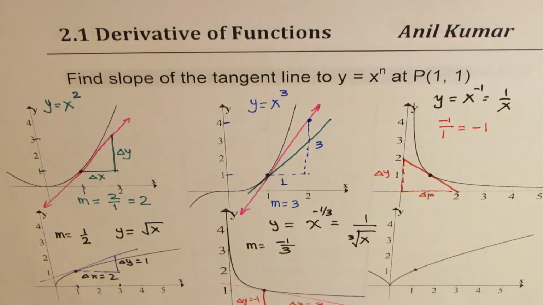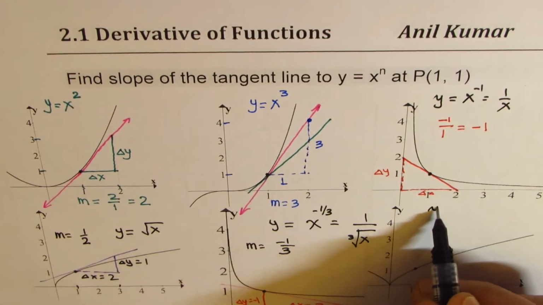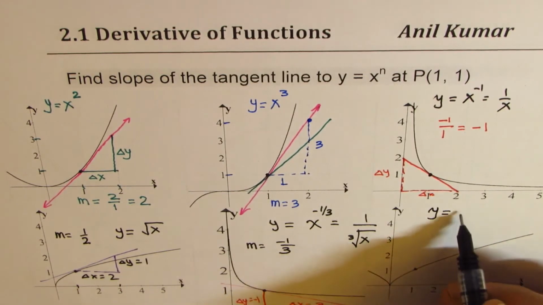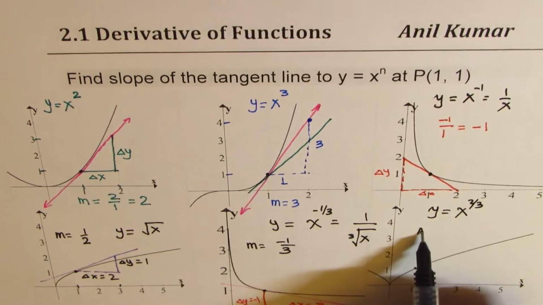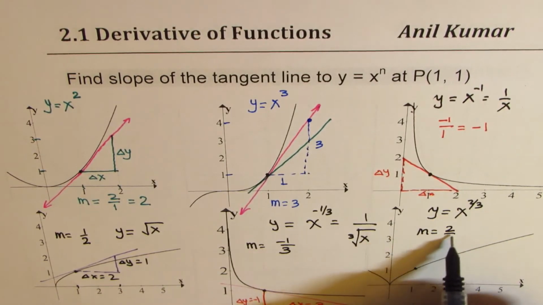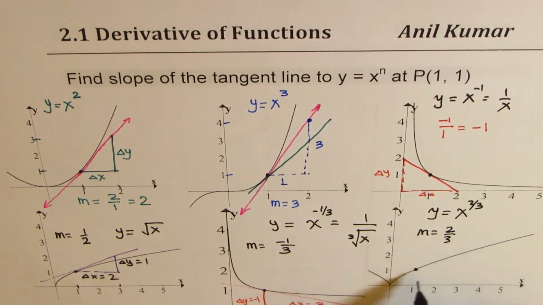Do you get an idea? Okay. Similarly, the last graph, if you draw the tangent here, then you will get this function is y equals x to the power of 2 over 3, right? So what should be the slope? Slope should be 2 over 3 at the point (1, 1).